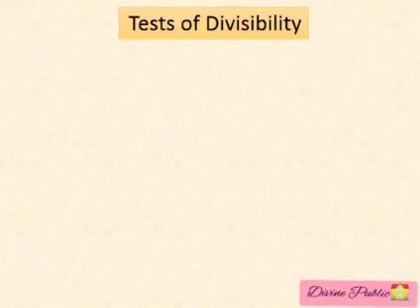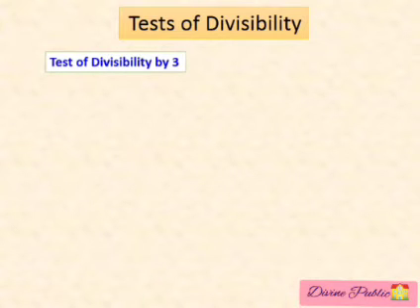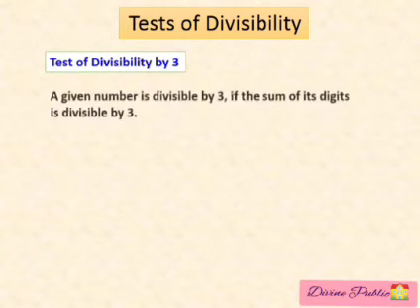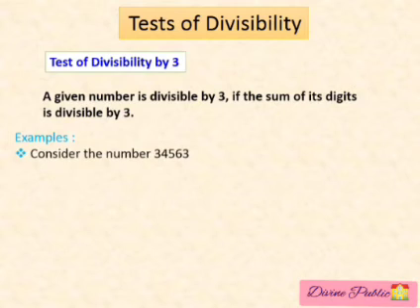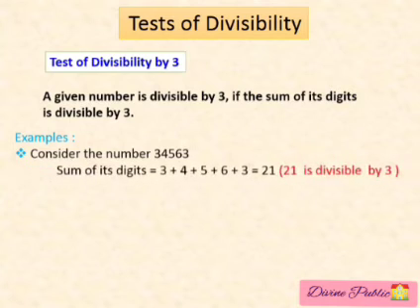Test of divisibility by 3. A given number is divisible by 3 if the sum of its digits is divisible by 3. For example, consider the number 34,563. Sum of its digits is 3 plus 4 plus 5 plus 6 plus 3, that is equal to 21, and 21 is divisible by 3. Therefore, 34,563 is divisible by 3.